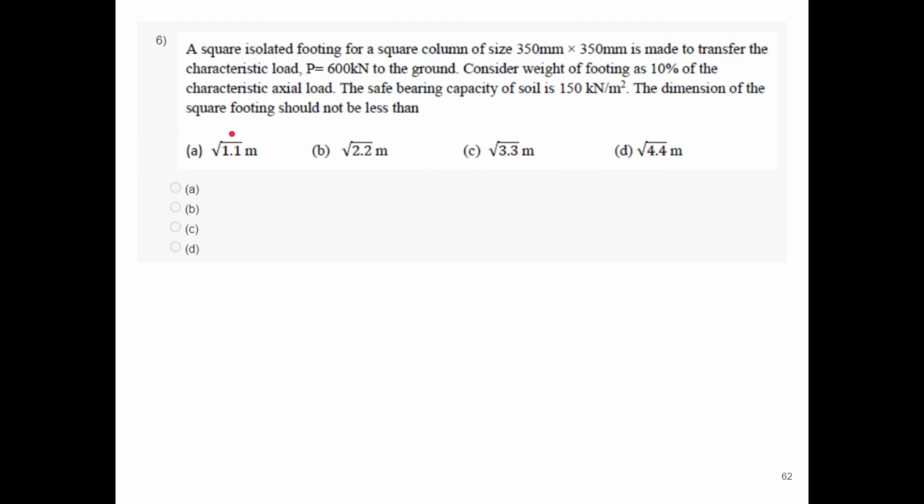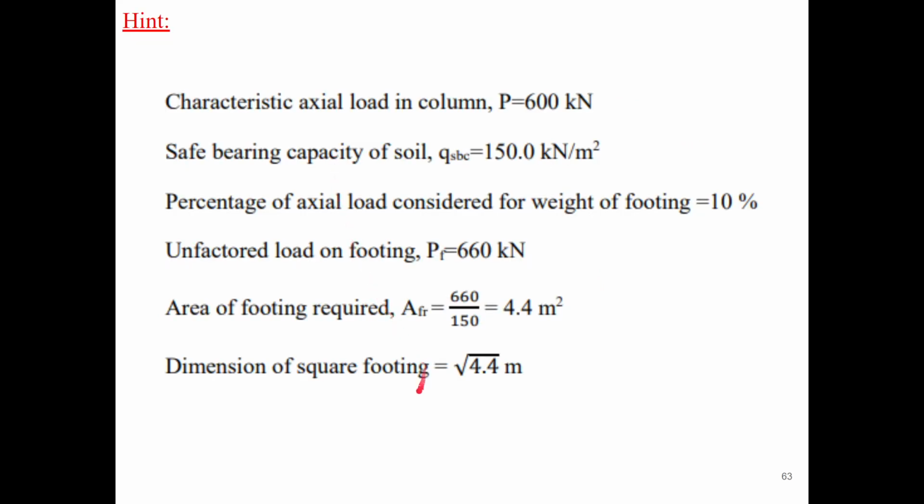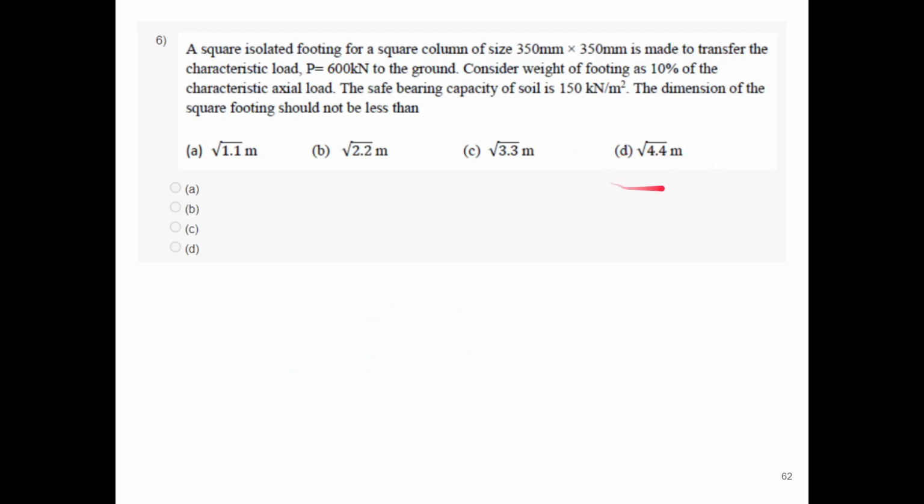And because they have given a square footing, we have to give the dimension of a square footing. So the required dimension of the square footing is square root of 4.4. Therefore this D option is correct.